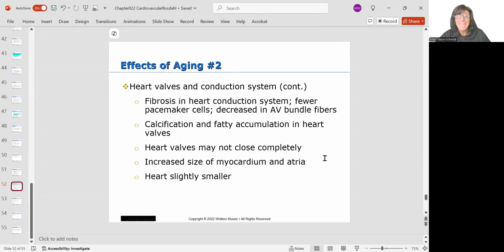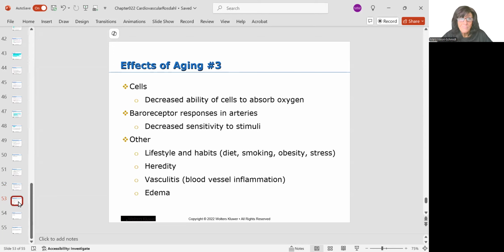The myocardium can get enlarged. You don't want that muscle big. You want every other muscle in your body big and strong, but not your heart muscle. You don't want that to get too big because then it's bad. It doesn't pump the way it's supposed to. Cells can't really absorb oxygen the way they used to.